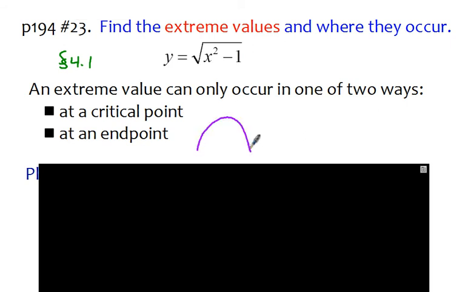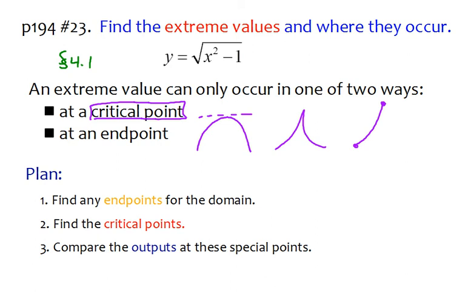Firstly, at a point where the slope of the graph is 0. Secondly, at a point where there's no tangent line, and we call those two categories critical points. And secondly, if your domain is restricted, then it's possible that your maximum or minimum values could occur at the endpoints of the interval.